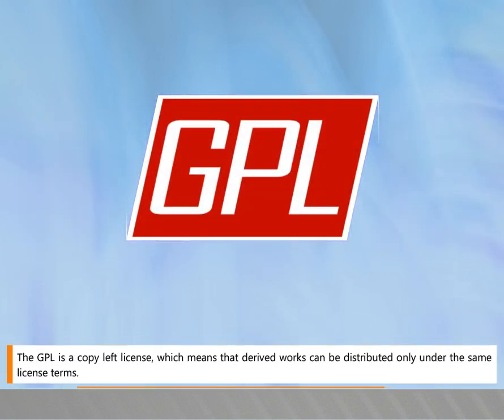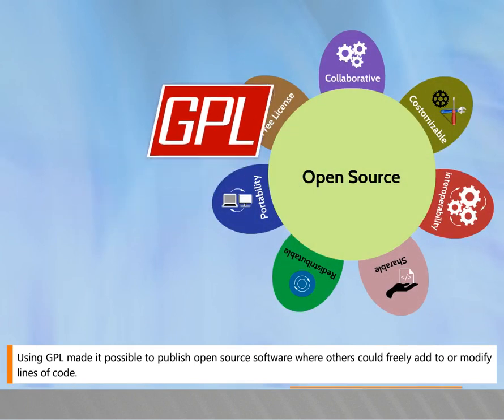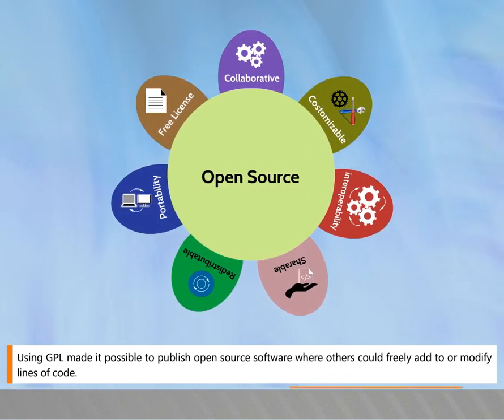The GPL is a copyleft license, which means that derived works can be distributed only under the same license terms. Using GPL made it possible to publish open source software where others could freely add to or modify lines of code.